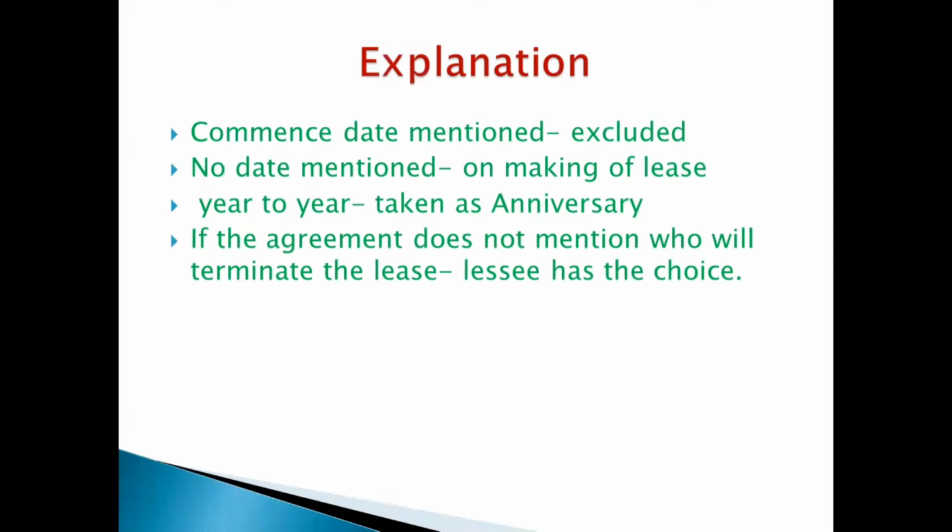And it happens to be a year-to-year lease. In such cases, it is called an anniversary lease. For example, when the lease is made on 20 January 2020, the first lease year period will end on 19 January 2021. This is called a yearly anniversary lease or yearly lease. And in case the lease agreement omits to mention how the lease will be terminated, then the choice lies in the hands of the lessee. This is what Section 110 speaks about.